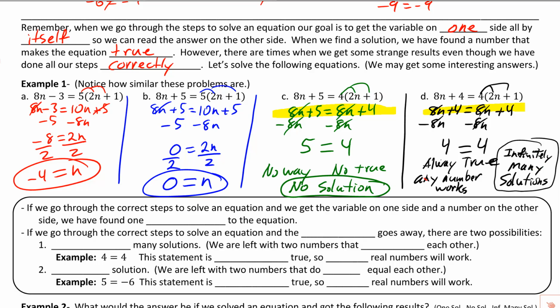So in this box right here, I've kind of got a summary of what we're talking about here. If we go through the steps and solve an equation and we get the variable on one side and a number on the other side, then we've found one solution to the equation. So write the word solution here. This is what happens most of the time. Whenever you've solved an equation like these first two right here, every time you get one answer, you're all set to go, you're finished, and we feel good about it.